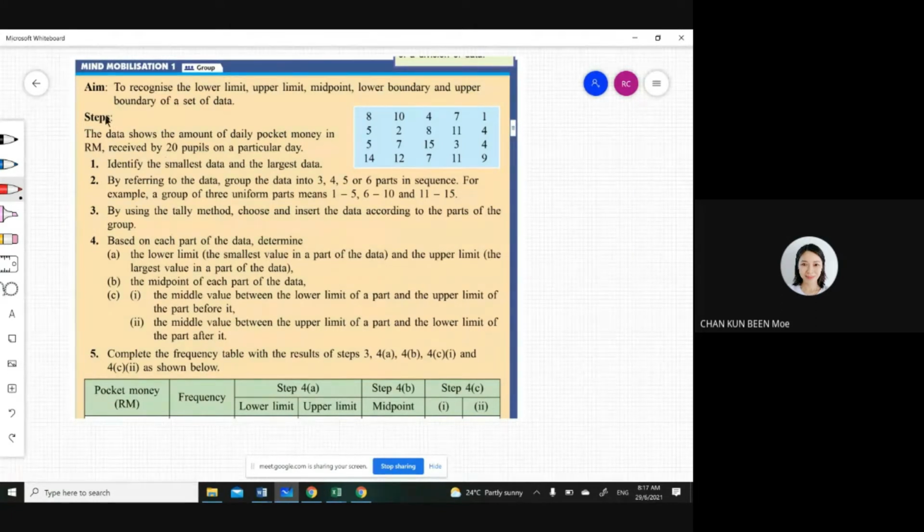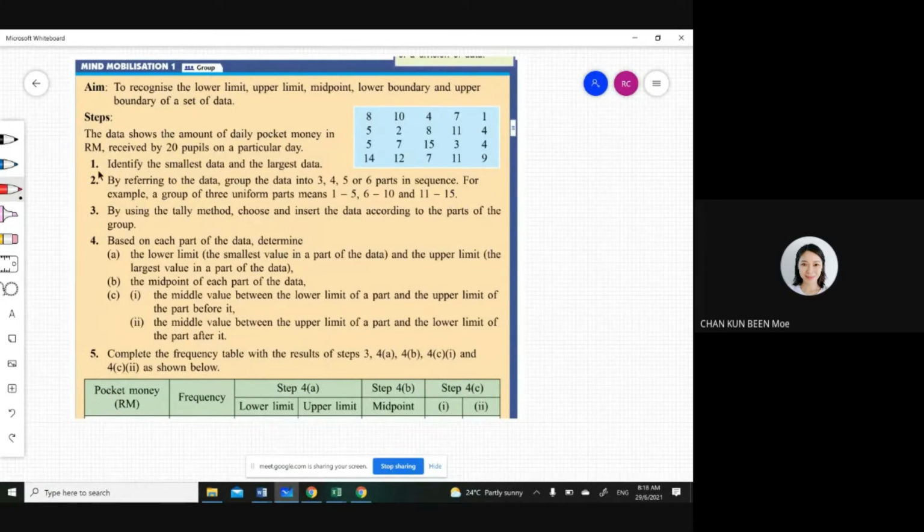Okay, so you look at the steps given. The data shows the amount of daily pocket money in RM received by 20 pupils on a particular day. So you assume in your class you have 20 classmates, including you. So this is the pocket money that is received by all of you on a particular day.